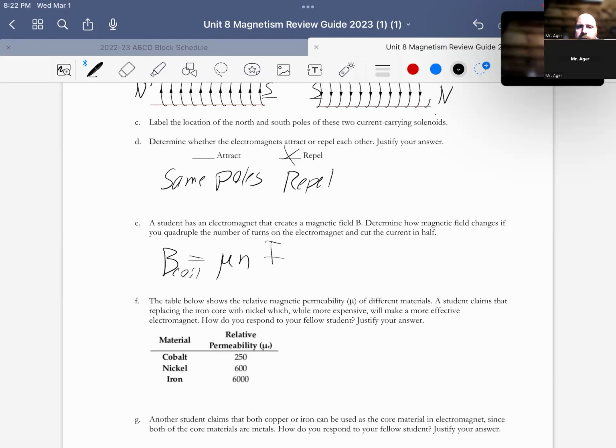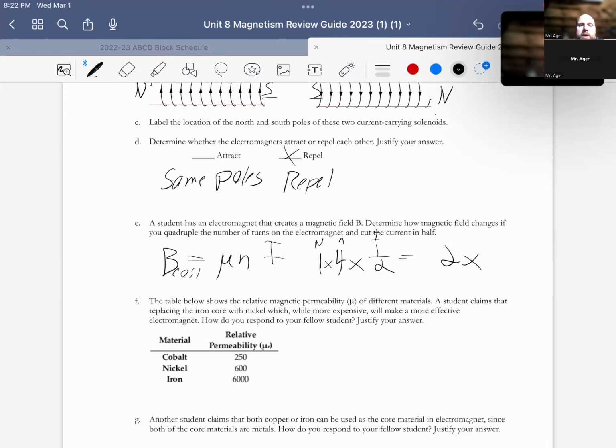So we didn't change that. We're going to do number of turns quadrupled. So that'll be 4 times, so actually 1, right? It didn't change that. 1 times 4 times, what do we do to the current? We made it 1/2, right? That's the number of turns. That's the iron, and then we didn't change the permeability at all, right? And so that would be 2 times as big.